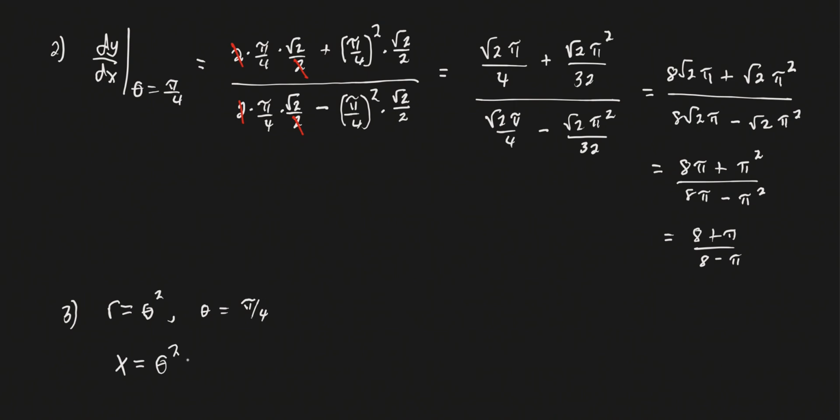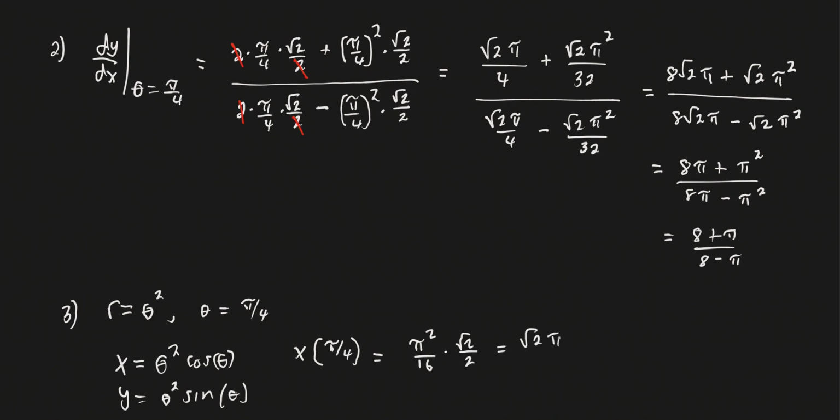x is r times cosine of theta, so we have that. And then similarly y. So I'm just writing down what we did earlier. And then now we need to find the value of x when theta is pi over 4. And if we plug it in and do similar calculations, we will have pi squared over 16. And then the cosine of pi over 4 is root 2 over 2. So again, we get a familiar expression, right? So I'll put the root 2 first, and then the denominator is 32.